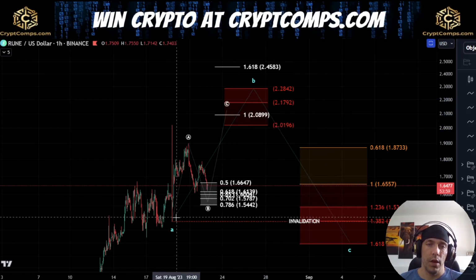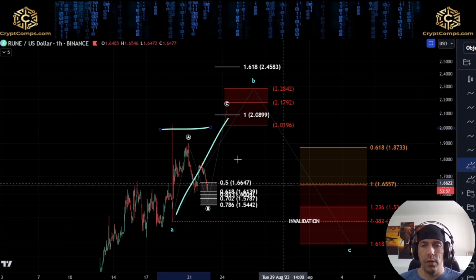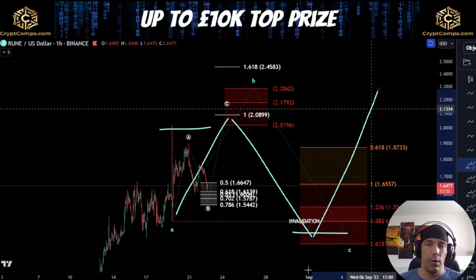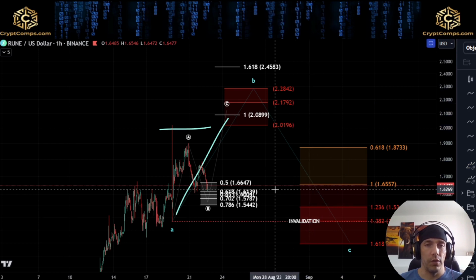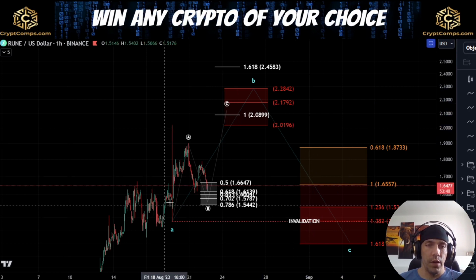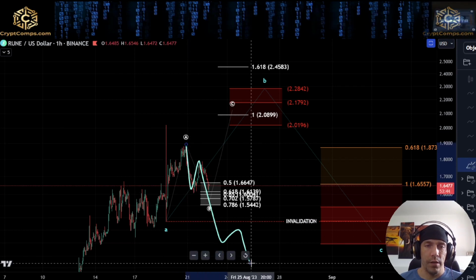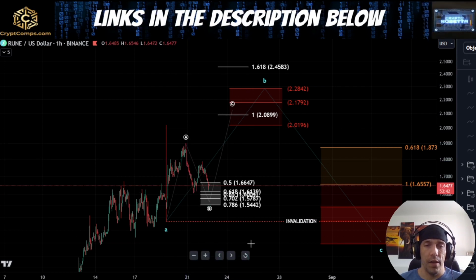So this move is designed to move up, sweep the liquidity above this high, move down, sweep the liquidity below the low, and then look for that continuation after that point. So going to be keeping an eye on this idea as time goes on here. Like I said, it is possible we could just see a direct breakdown here where we see this as ABC.